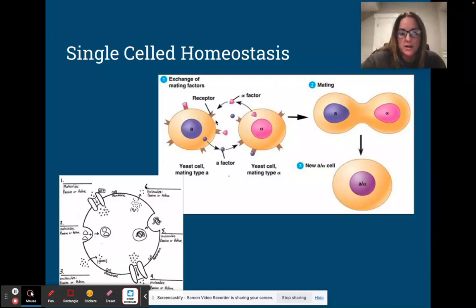juxtacrine signaling, where this is how yeast mate. They have cellular receptors and they produce compounds that are recognized by the different type of cell. You can see this purple A and this pink alpha. They're producing different molecules and receiving the molecules from the other type, and then that allows them to fuse together. They actually combine their nuclei to produce a fully adult yeast cell. So lots of interesting stuff going on in homeostasis.